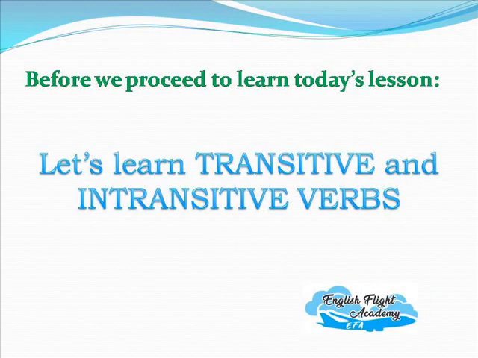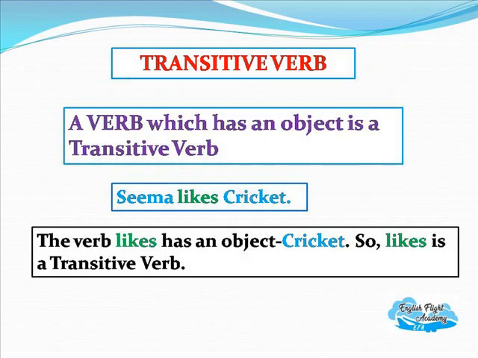Today we'll be learning voice, active voice and passive voice. Before we proceed to learn today's lesson, let's learn transitive verbs and intransitive verbs. What exactly is a transitive verb? A transitive verb is a verb which has an object. For example, Seema likes cricket. The verb likes has an object, cricket. So likes is a transitive verb.